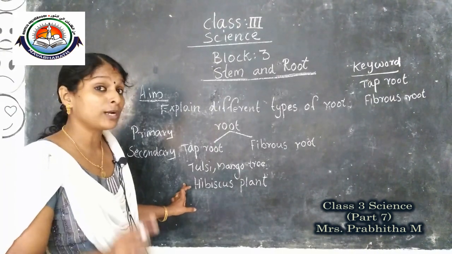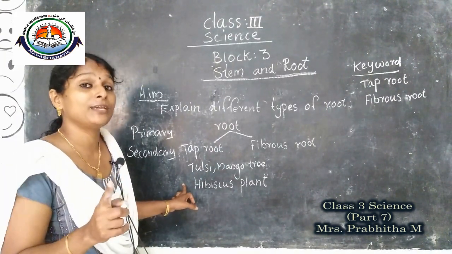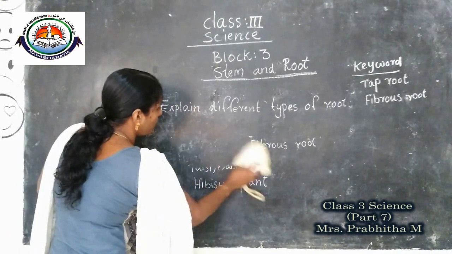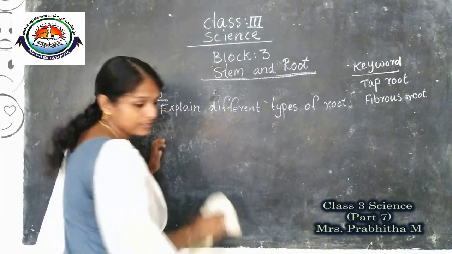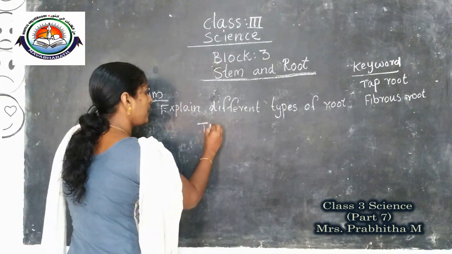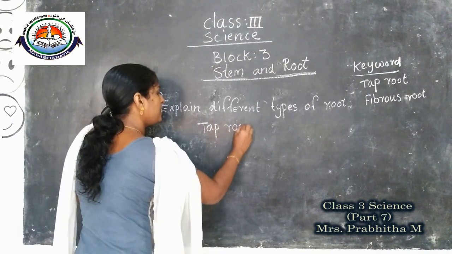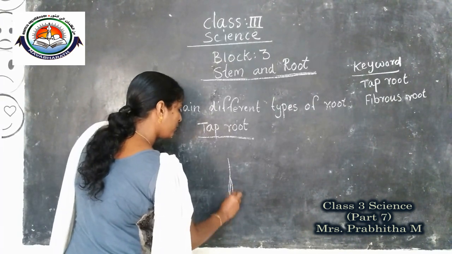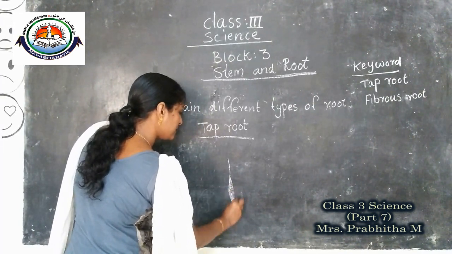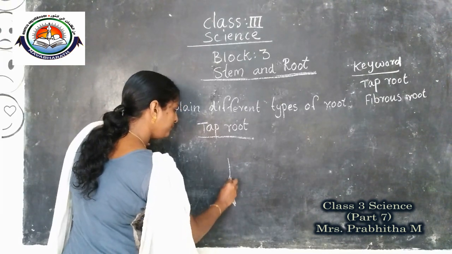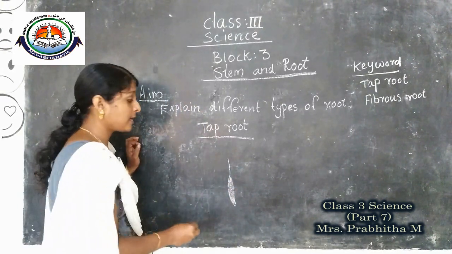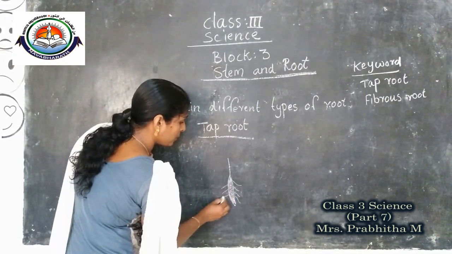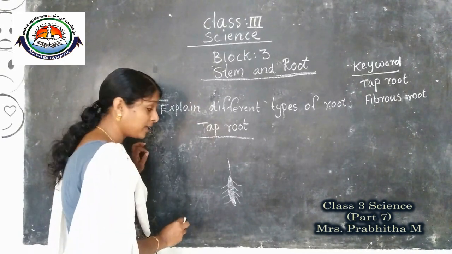So tap root has one main root and some small roots are coming from the main root. So how to draw? We will see now how to draw tap root. First we have to draw one big root. Yes, a big root. Then some small roots are coming from this main root. So which one is primary root here?